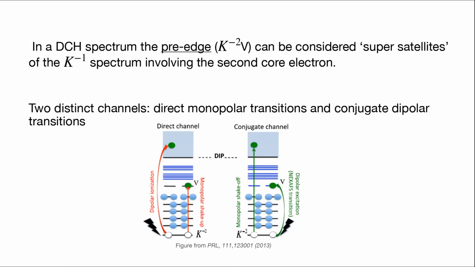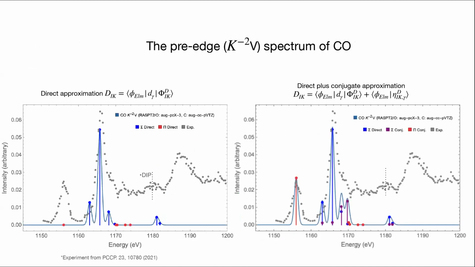So the difference is that in the direct channel, you have a dipole ionization and a monopole shake-up excitation. The conjugate channel, you have a dipole core excitation and a monopole shake-off ionization. And the interesting thing is that these two channels follow different selection rules, and you can identify them in the spectrum by these different selection rules. A practical example is this.